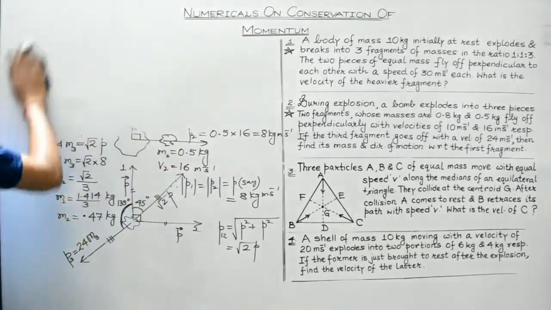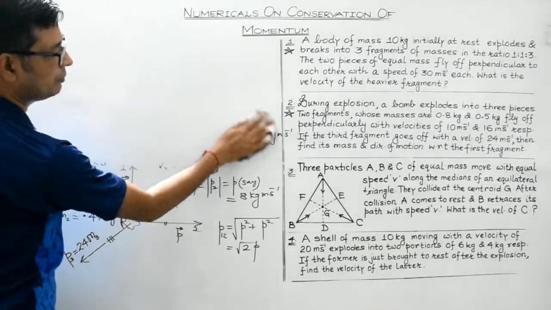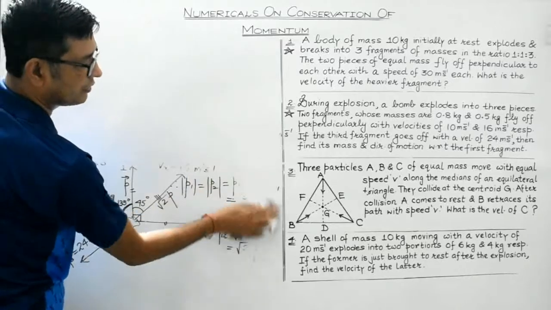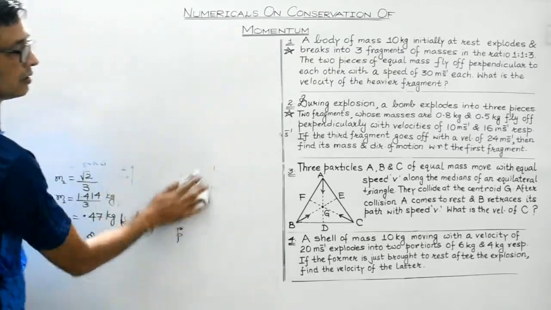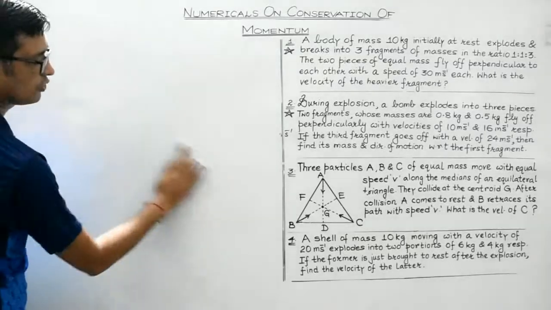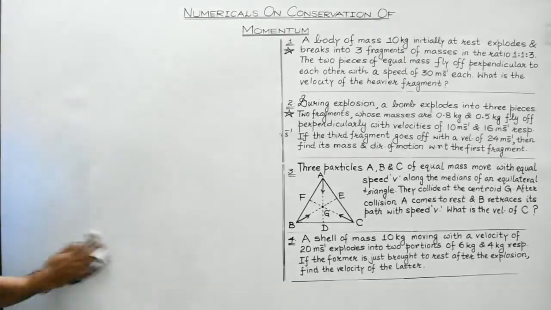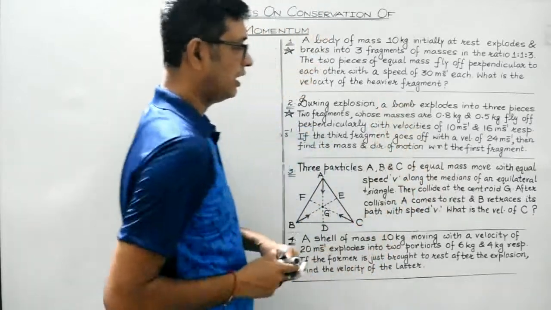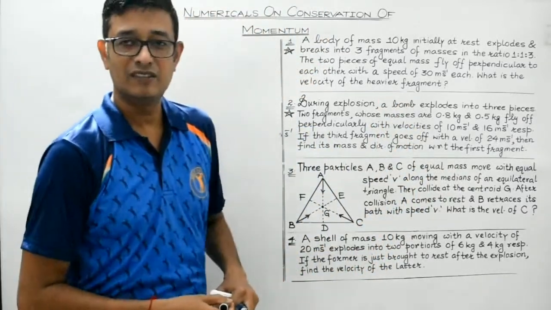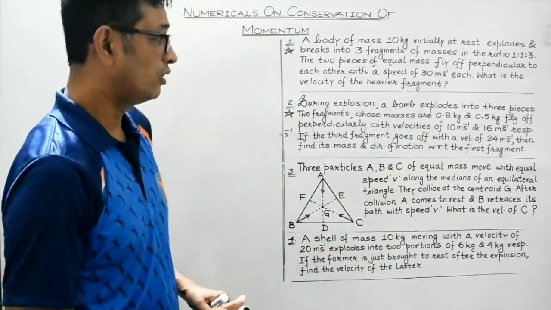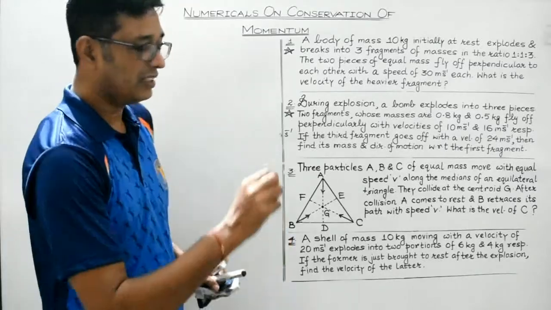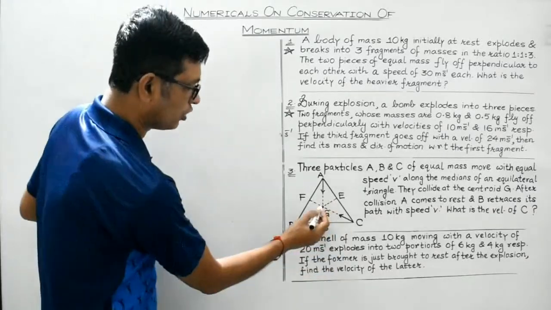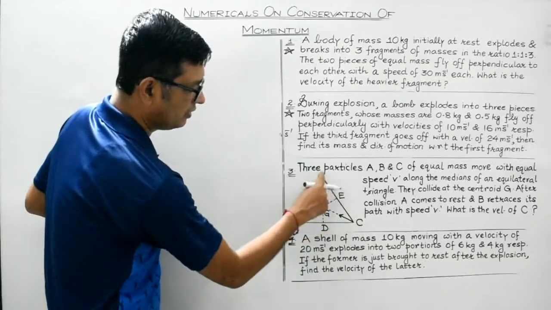Three particles or three bodies A, B and C are given, and they are of equal masses. Suppose each possesses mass m, and they move with equal speed v along the medians of an equilateral triangle. They collide at the centroid G. Centroid means intersection of the medians. This is the centroid. This is an equilateral triangle, right?